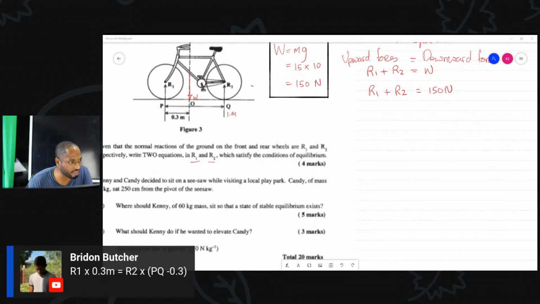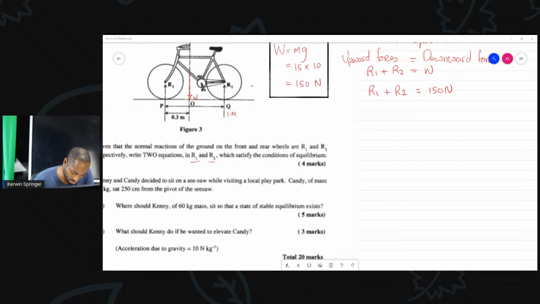Bryden Butcher already has it in the chat. We have the sum of the clockwise moments equal to the sum of the anti-clockwise moments. So the total anti-clockwise moments is equal to the total clockwise moments. All of this is for equilibrium. We can take moments about P, or we can take moments about Q. They only wanted two equations, so I will take moments about P.